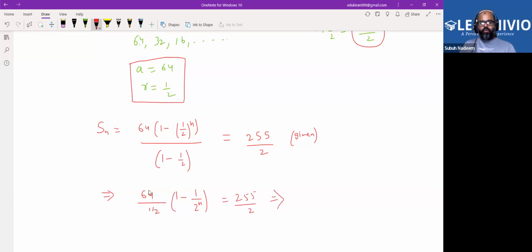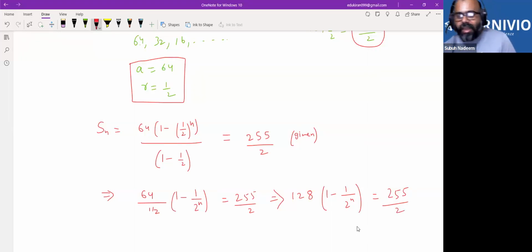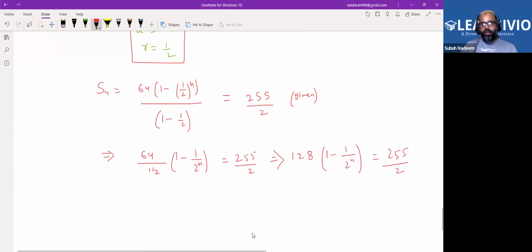In the next step, 2 will go in the numerator, so it will become 128. 1 minus 1 by 2 to the power n is equal to 255 by 2, right? In the next step, we will take 128 in the denominator of the right hand side. So it will become 255 upon 128 into 2 is 256.